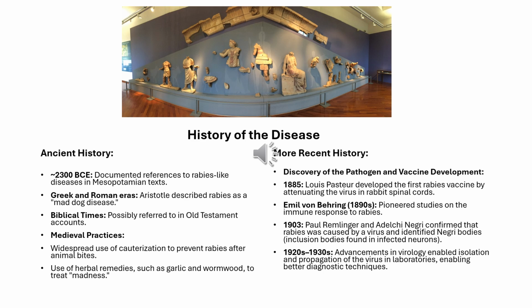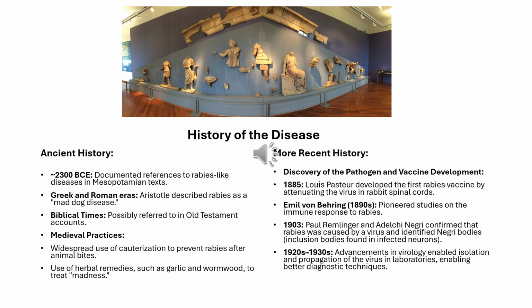In 1885, Louis Pasteur created the first rabies vaccine by weakening the virus using rabbit spinal cords. A few years later, in the 1890s, Emil Behring studied how the immune system reacts to rabies. In 1903, Paul Remlinger and Aladar Nagy confirmed that rabies was caused by a virus.